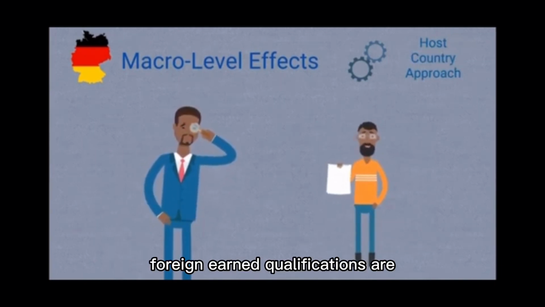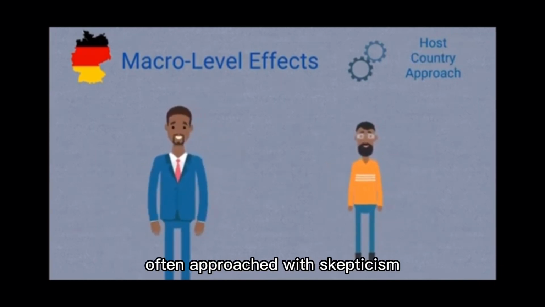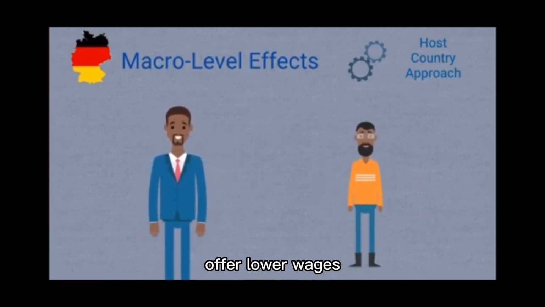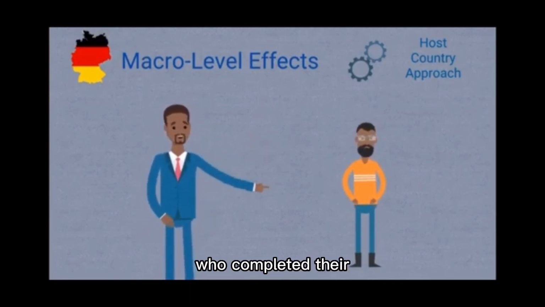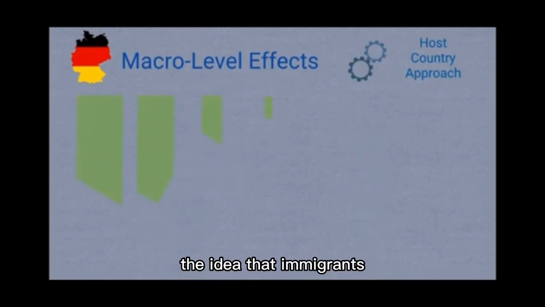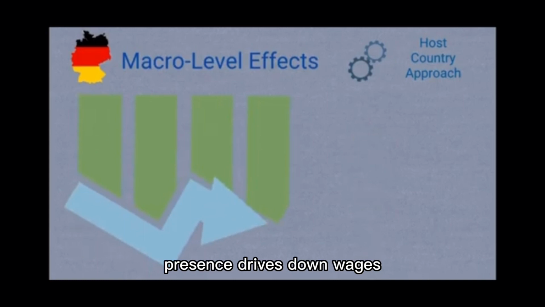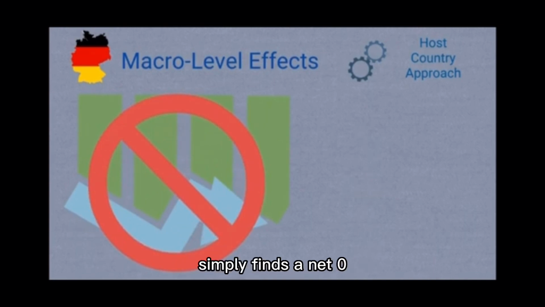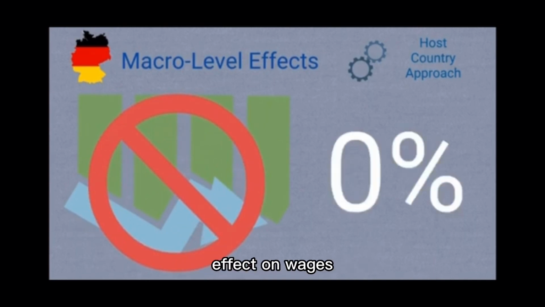Foreign-earned qualifications are often approached with skepticism by host country employers, who then often offer lower wages to employees who completed their training abroad. On the other hand, the idea that immigrants' presence drives down wages for host country populations has been disputed in several academic studies. Much of this research simply finds a net zero effect on wages, so neither positive nor negative.